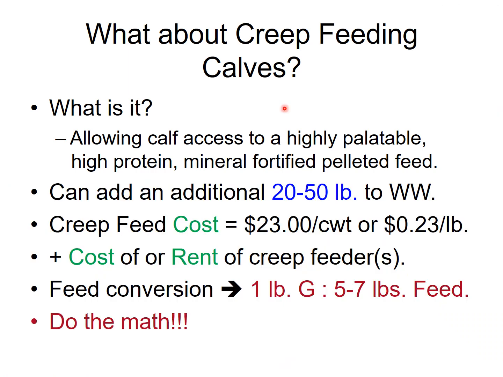Okay. So if you creep feed, you can add about 20 to 50 pounds to your weaning weights automatically, because they're going to get grass, they're going to get milk, and they're going to get your creep feed. The bad thing about creep feed is it costs about $23 a hundredweight, or 23 cents a pound, and that's about $11.50 a 50-pound sack if you bought it in a 50-pound sack. Now you can buy it in bulk, and it's a little bit cheaper than that.